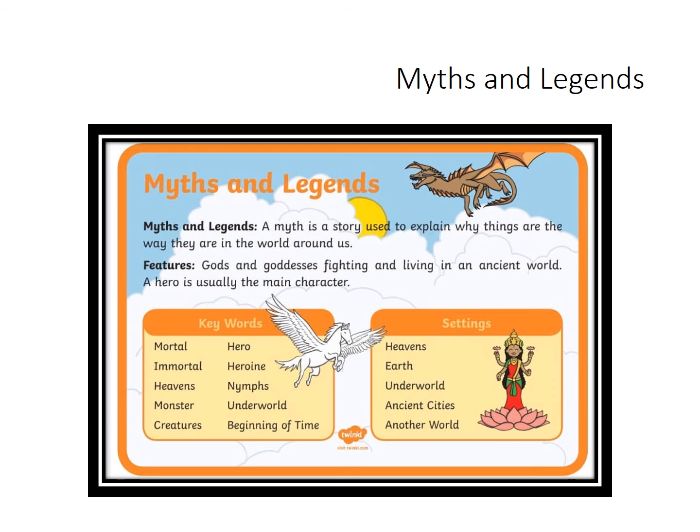Mortal, immortal, heavens, monster, creatures, hero. We don't have animals. Remember, we don't say animals. We say monster. We say creatures. Underworld. At the beginning of time. Heavens, underworld, ancient cities, another world. Okay?